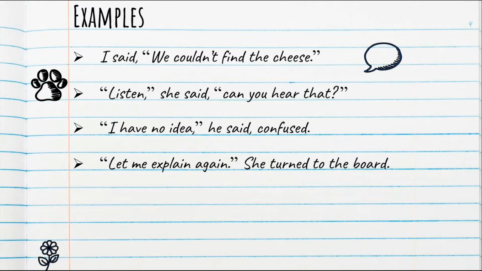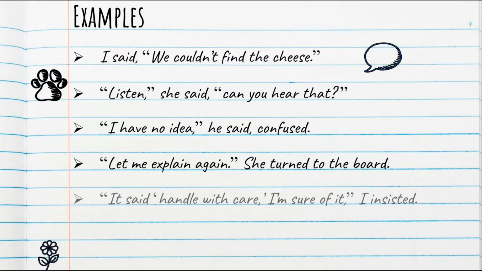"Let me explain again." Period. End of spoken word. Right? There's no speaking verb here. She turned to the board. Now, you could say, "Let me explain again," comma, she said, period, she turned to the board. You could do that, but it's honestly a waste. You know who's talking. She is the one who's talking in this case because it's implied by her action following the spoken word. Okay? So I hope that makes sense.